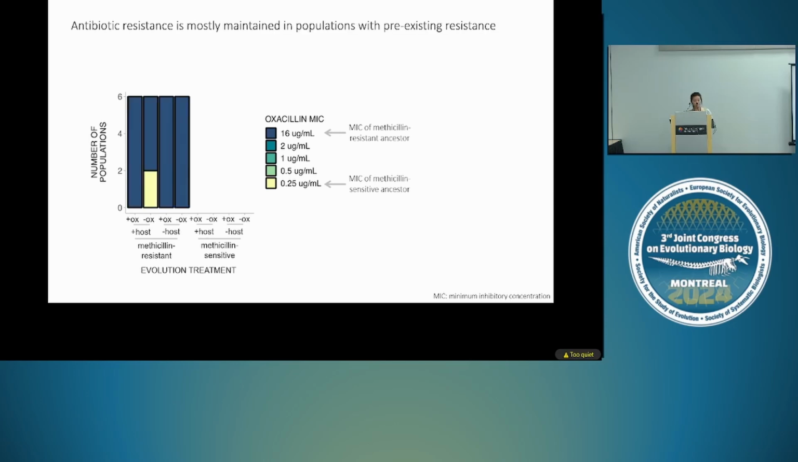So for the methicillin-resistant group, we saw that antibiotic resistance is mostly maintained across most populations, except for 2 populations that evolved in the absence of oxacillin, which isn't too surprising because resistance could be costly.